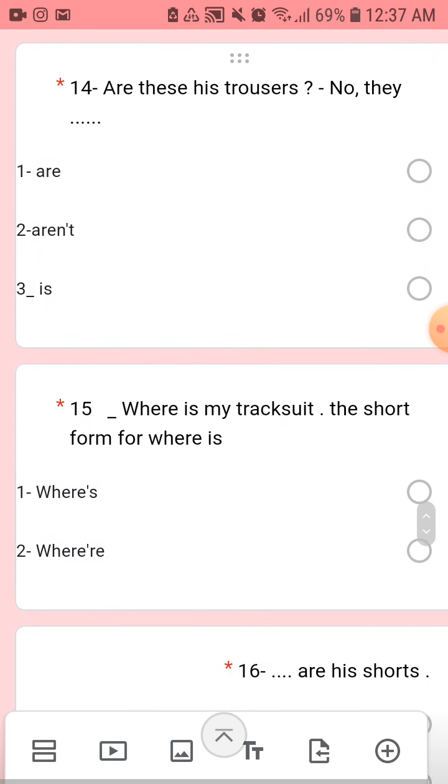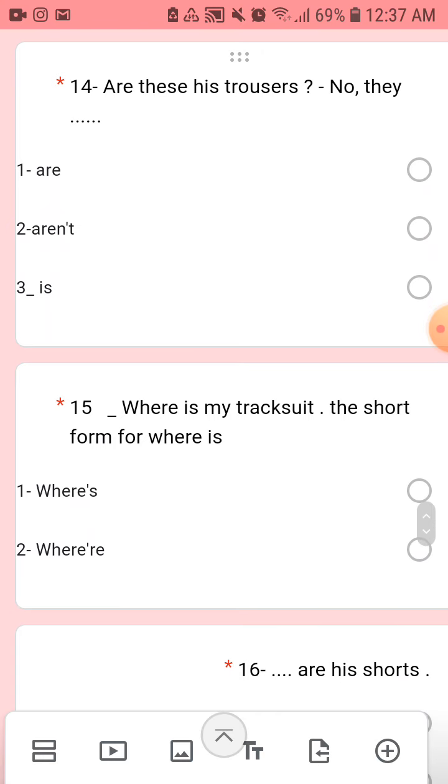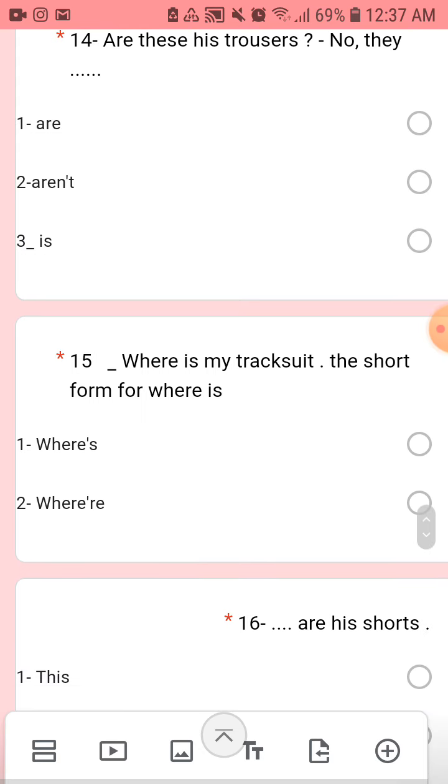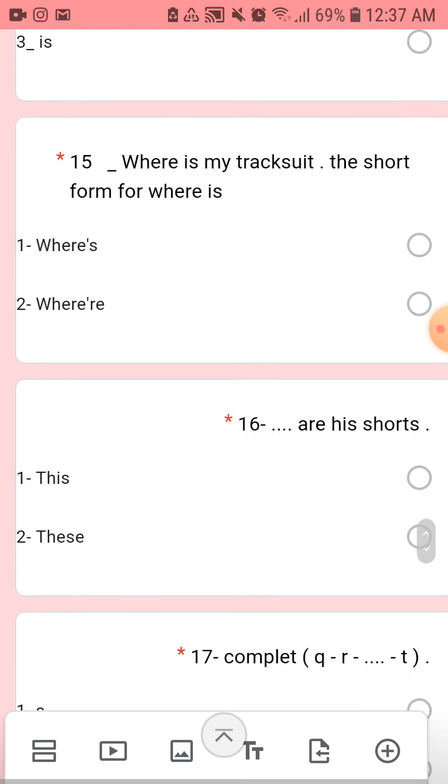Question 14. Are these his trousers? No, they blank. Number 1 are, number 2 aren't, number 3 is.